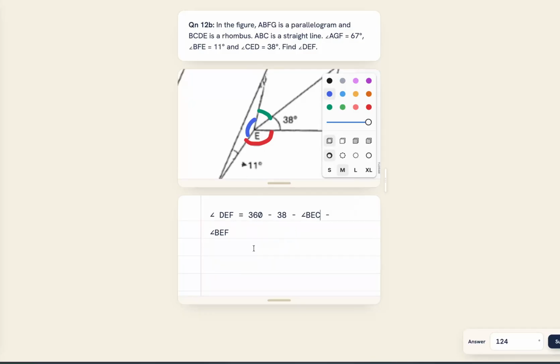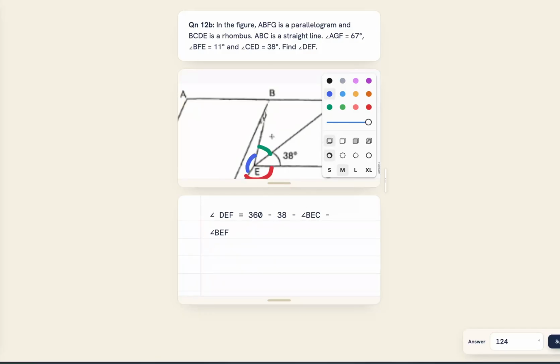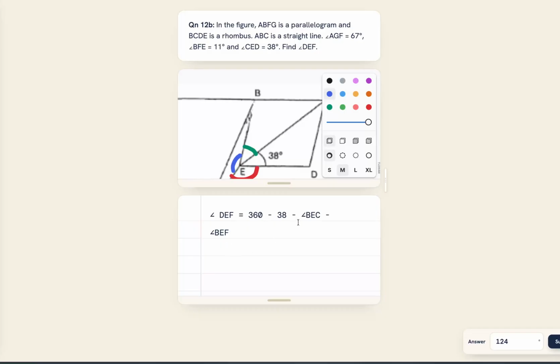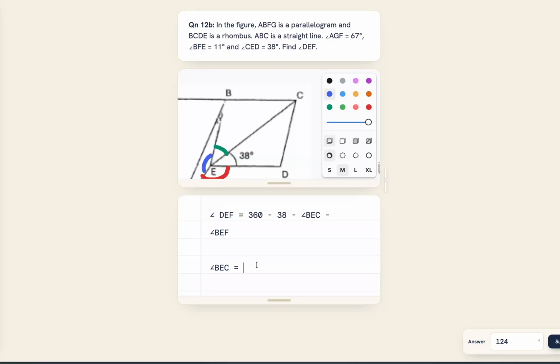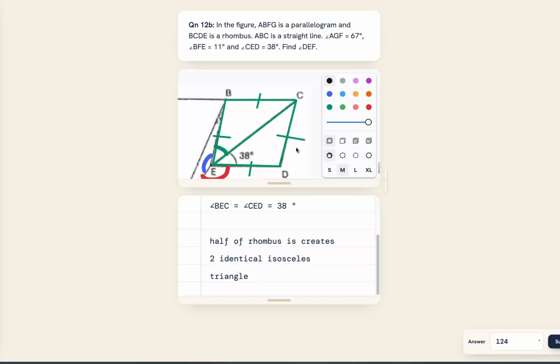Right, so first thing, let's find out angle BEC, which is this green angle over here. So angle BEC is actually equal to angle CED, which is equal to 38 degrees. Why is that? Because half a rhombus creates two identical isosceles triangles, which means this will then be equal to 38. All right. So now we know that.